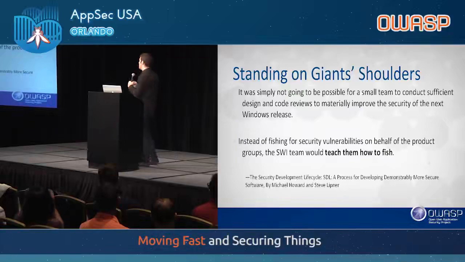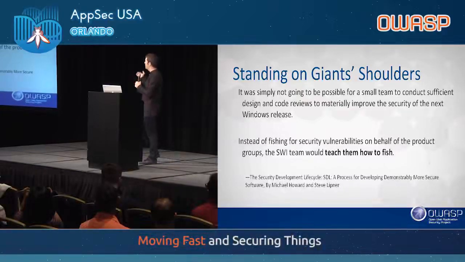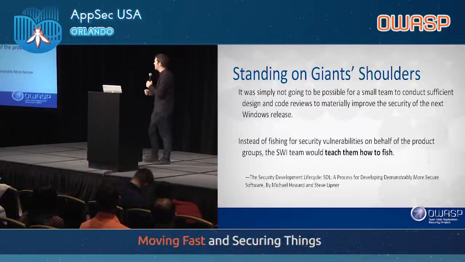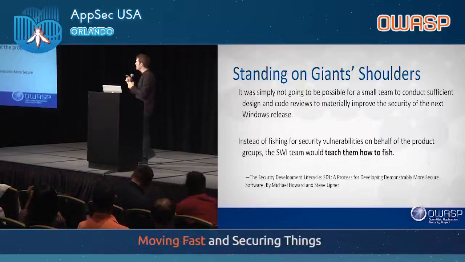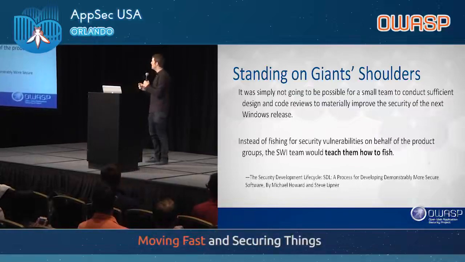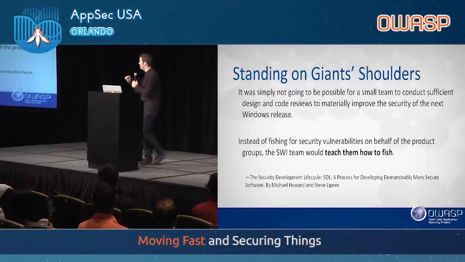So it's also worth noting that this didn't come out of a vacuum. We're standing on giant shoulders here. So this comes from a free ebook from Microsoft. It was simply not going to be possible for a small team to conduct sufficient design and code reviews to materially improve the security of the next Windows release. So instead of fishing for security vulnerabilities on behalf of the product groups, the SWI team would teach them how to fish. And that's the Secure Windows Initiative team.